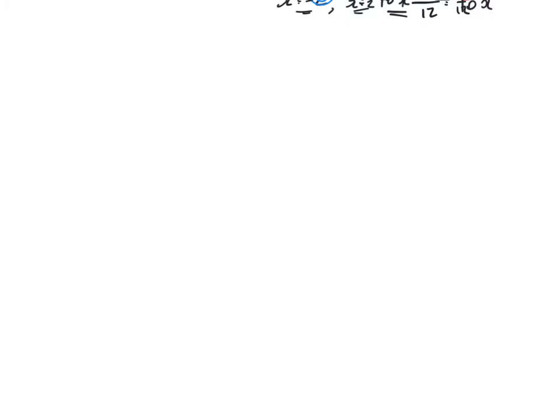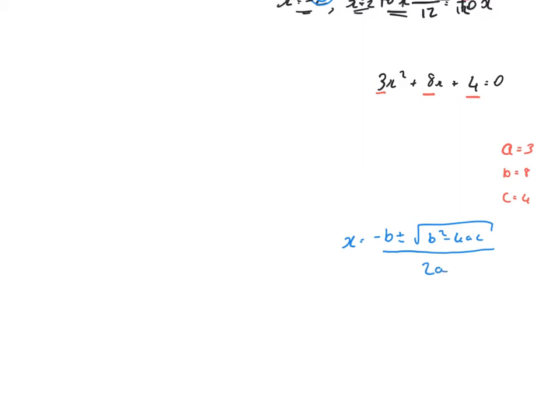Okay, question 5. We're going to use the quadratic formula to solve 3x squared plus 8x plus 4 is equal to 0. And the question is telling me to use the quadratic formula. Okay, first of all, a is 3, b is 8, c is 4. Okay, let's get the quadratic formula. x equals minus b plus or minus the square root of b squared minus 4ac, all divided by 2a.